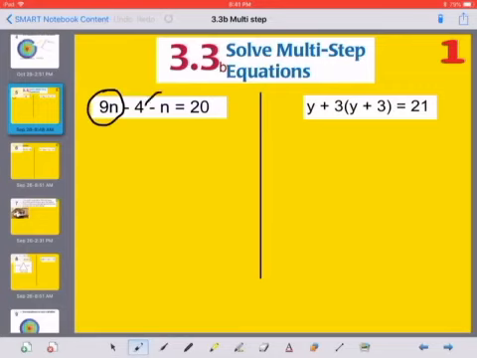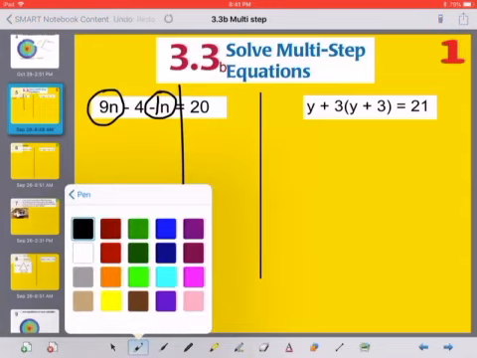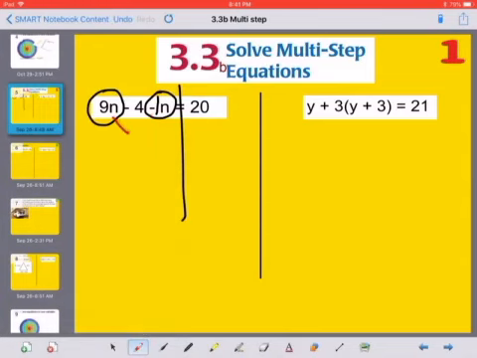That 9n and this negative n, or negative 1n, are on the same side of our equal sign, so we can combine those together. 9 and a negative 1, 9 minus 1 would give us 8n, and then copy the rest. Minus 4 equal to 20.